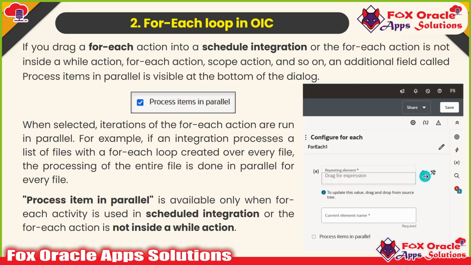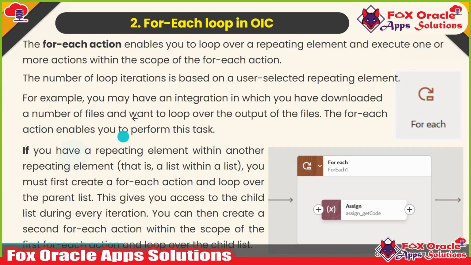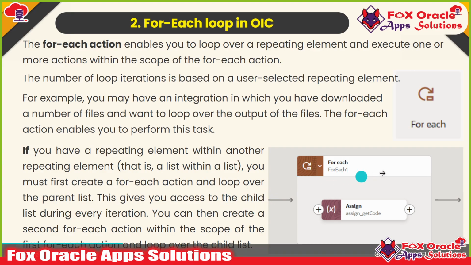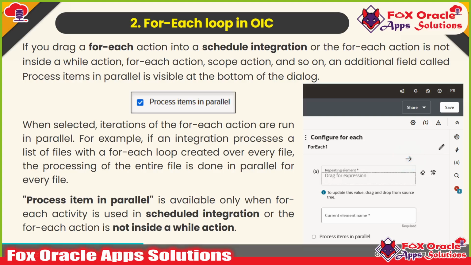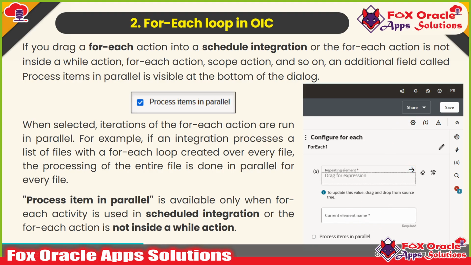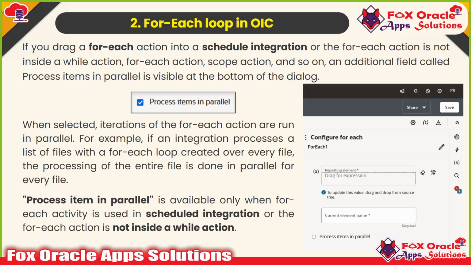When we are talking about the for each loop in an app-driven integration, it's quite simple: we just have to use the for each action in OIC, and in the for each action it will ask you for the repeated element to be mapped. That repeated element means the array element, which is mapped while adding the for each action, so that the for each loop can iterate over the repeated element.